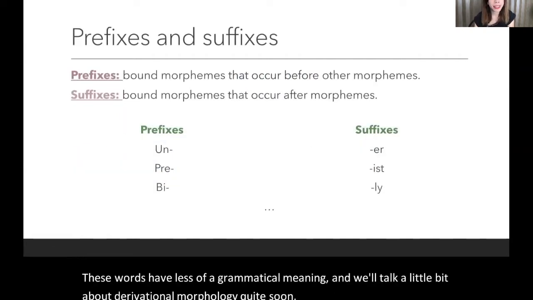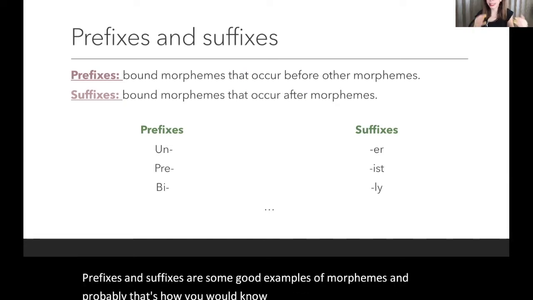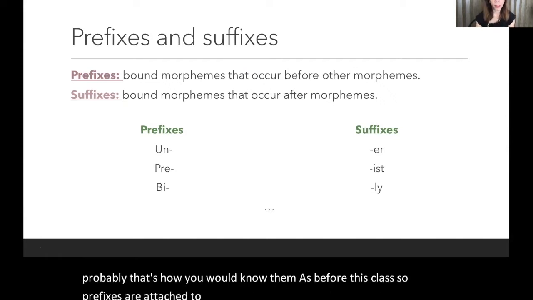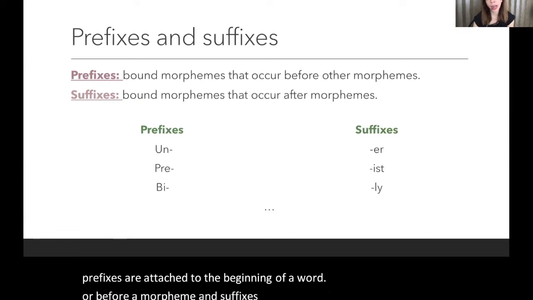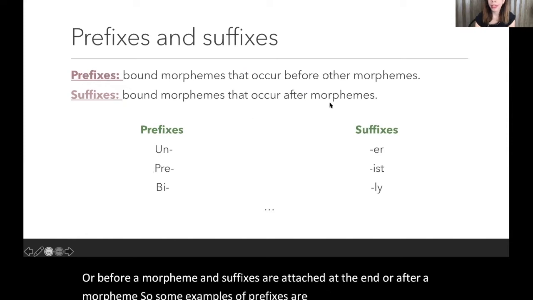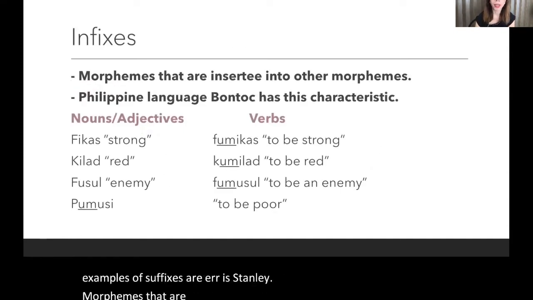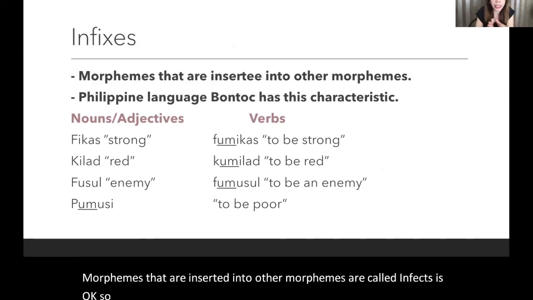So prefixes and suffixes are some good examples of morphemes, and probably that's how you would know them before this class. Prefixes are attached to the beginning of a word or before a morpheme, and suffixes are attached at the end or after a morpheme. Some examples of prefixes are un, pre, and by. Some examples of suffixes are ist and li. Morphemes that are inserted into other morphemes are called infixes. So they're inserted in the middle.